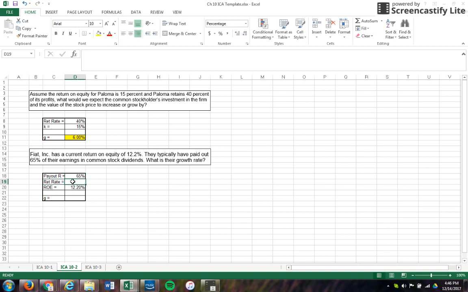Well, there's two options that you have with your profits or your net income. You either keep them, you retain them, or you pay them out in terms of dividends. So if your payout rate is 65%, then that means the retention rate has to be 35% because the two of them added together equal 100% of a company's earnings. So now that we have payout rate of 65, that gives us retention rate of 35%.